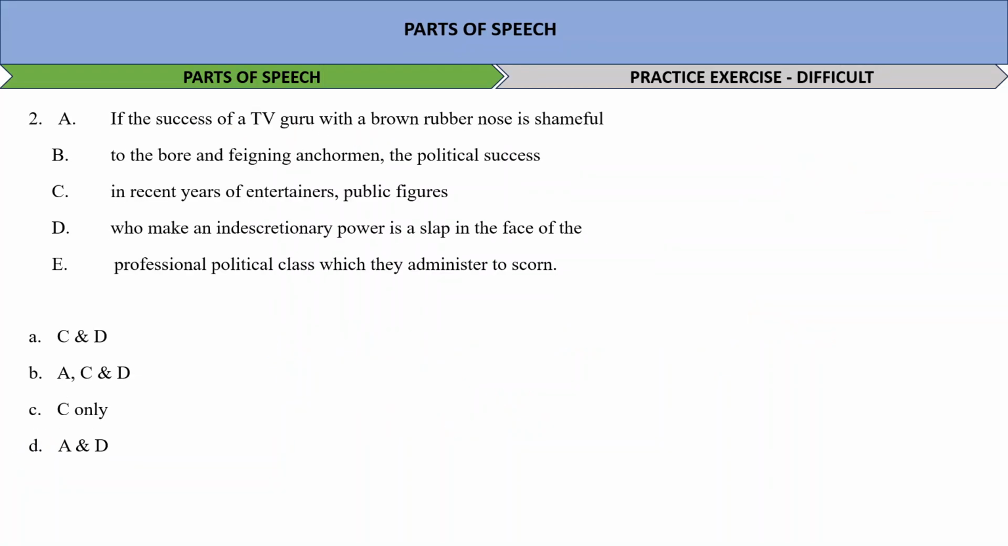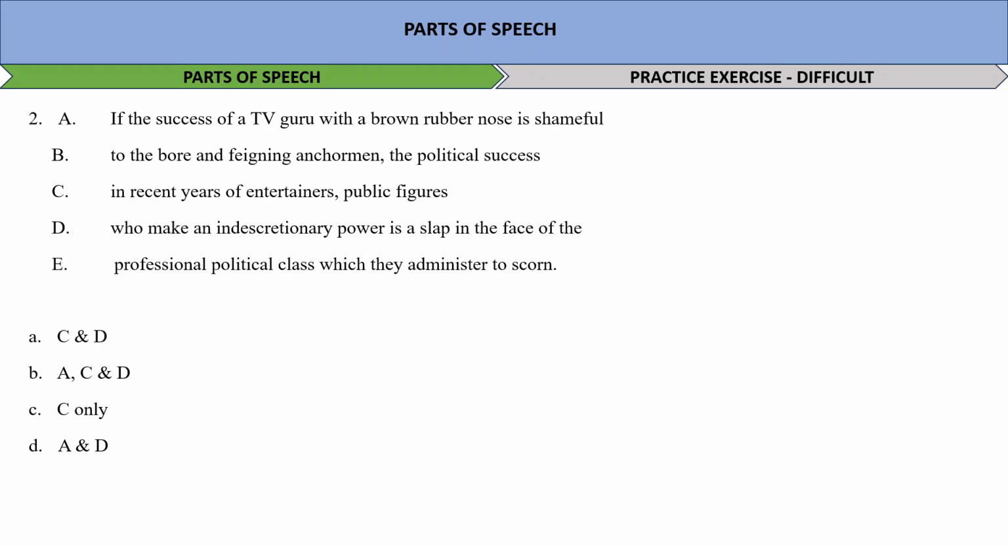Moving on to the next one. If the success of a TV guru with a brown rubber nose is shameful to the bore and feigning anchorman, the political success in recent years of entertainers, public figures who make an indiscretionary power is a slap in the face of the professional political class which they administer to score. Here we have options C and D, A, C and D, C only, A and D. First of all, the conditional sentence begins, if the success of a TV guru, some TV guru we are talking about, with a brown rubber nose is shameful.